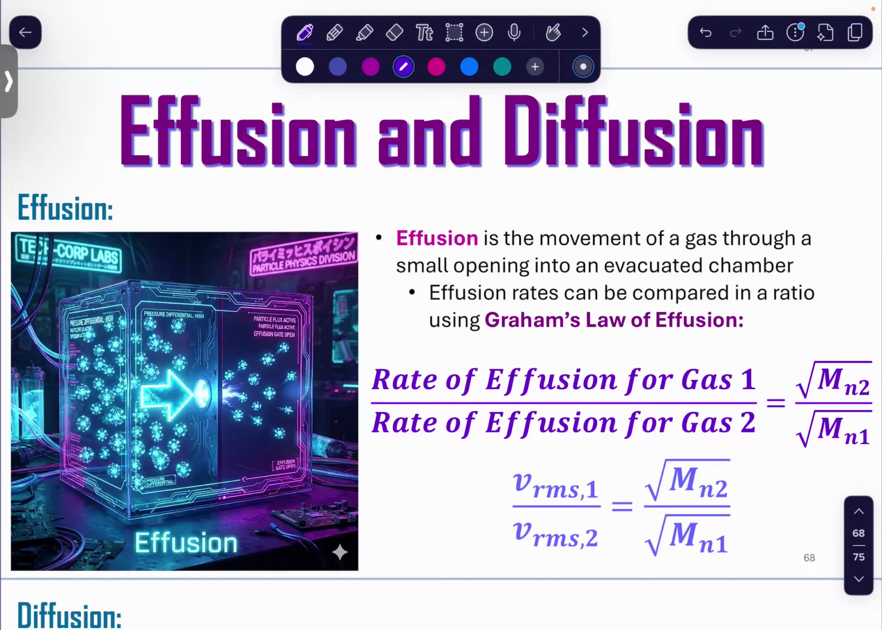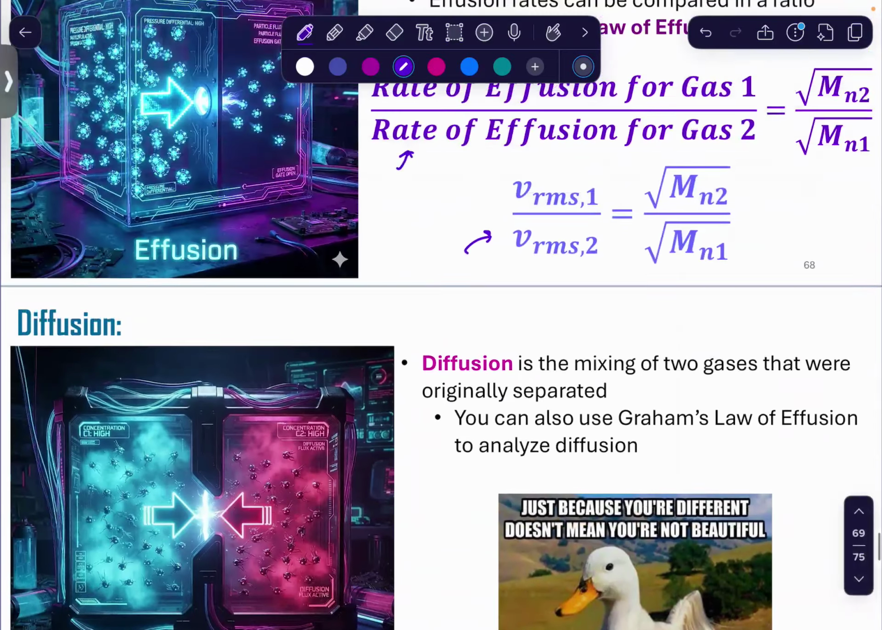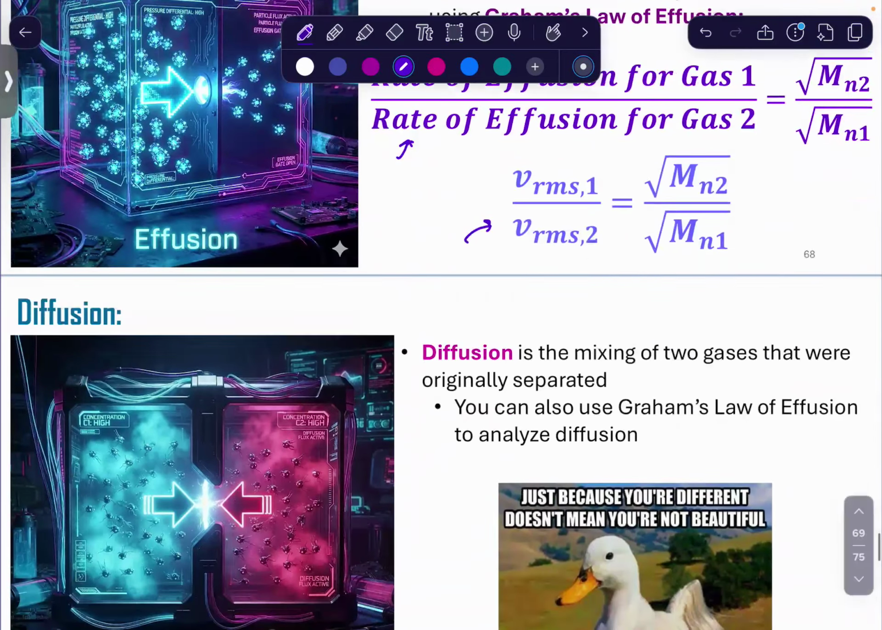And the way I think it looks, so your book has this. I think a good way to remember it is here, where you have your VRMS1 over VRMS2, because we've just been working with VRMS. So if you were given these rates, or you were given the speeds of your molecules, you would know where to put them. Diffusion is the mixing of two gases that were originally separated. So again, how fast does that happen? And again, you can analyze that using Graham's law of effusion.